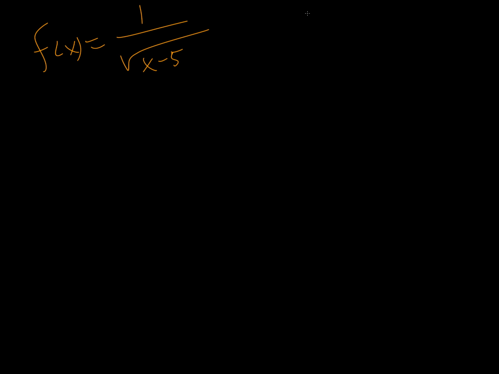Now, this is really just going to combine both of our domain and ranges from the previous one. So if you remember, I'm going to write these answers. So when we had just x minus 5, we had a domain that looked like this, and a range that looked like this.